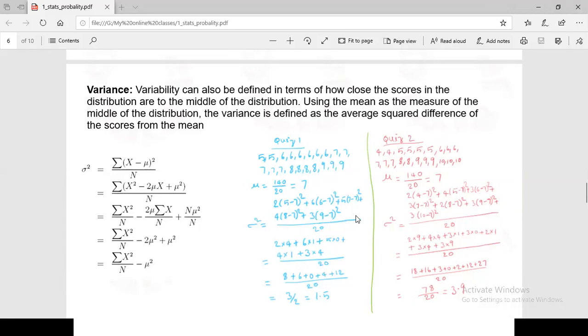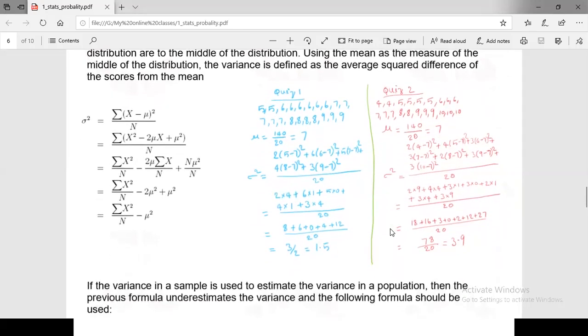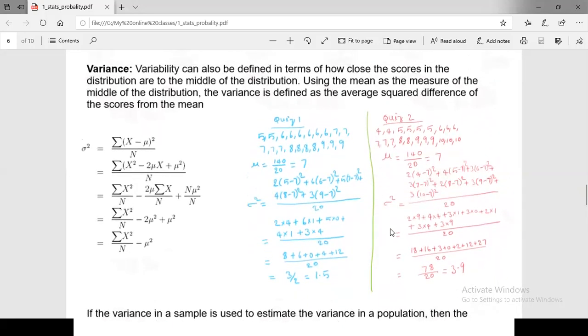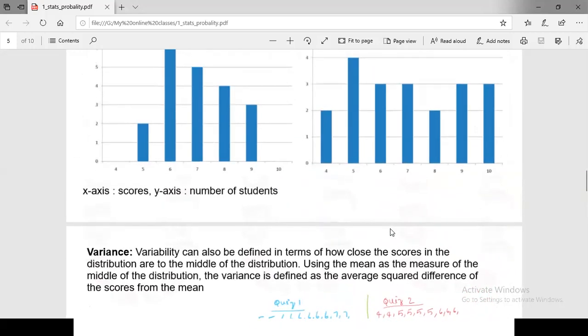Already I told you that quiz 1 has less variance and quiz 2 has more variance, by seeing that graph. So let's see the numerical value also, which one has the highest variance for the same graphs. Okay, so what is quiz 1 here? We already saw that graph two times, yes or no? Now correlate that graph with these values.